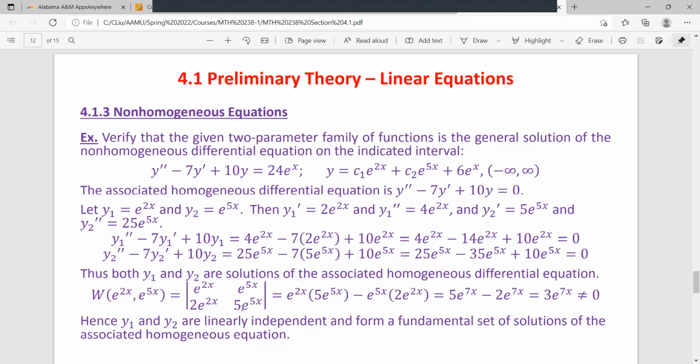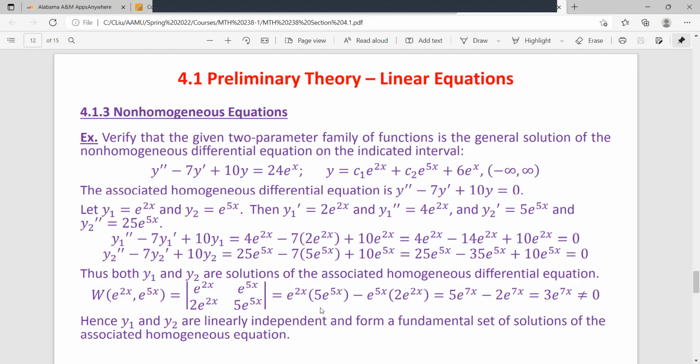So you just stop at the first derivative in the Wronskian. Okay. So again, how do you find the determinant of this matrix? Just multiply the upper left with the lower right and subtract the product of upper right and lower left. Okay. So that's e to 2x times 5e to 5x minus e to the 5x times 2 times e to 2x.